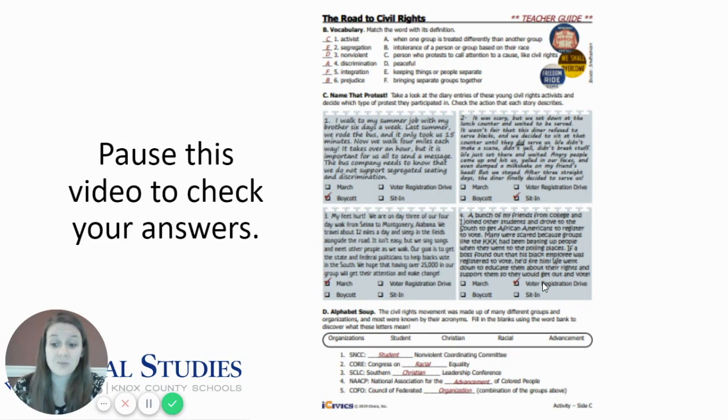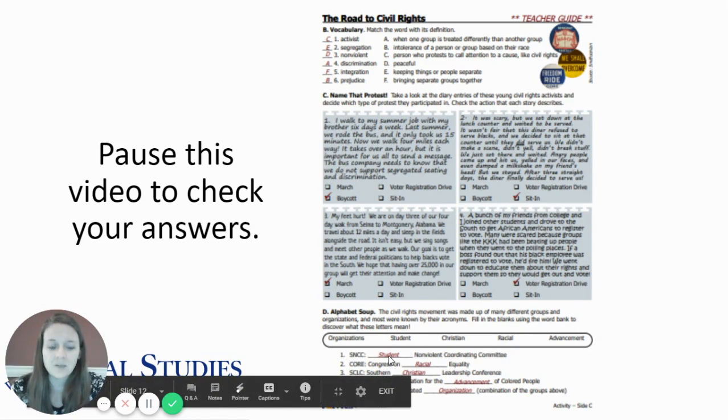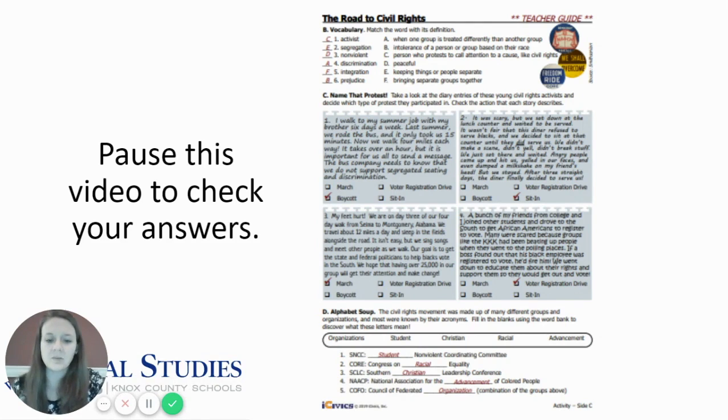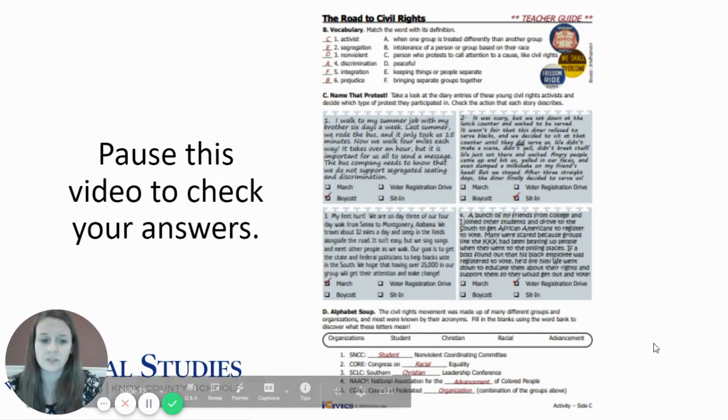Then you had to fill in the blanks using the word bank. SNCC was the Student Nonviolent Coordinating Committee. CORE was the Congress on Racial Equality. The SCLC was the Southern Christian Leadership Conference. The NAACP is the National Association for the Advancement of Colored People. And the COFO is the Council of Federated Organizations. Okay, that's a combination of other groups.